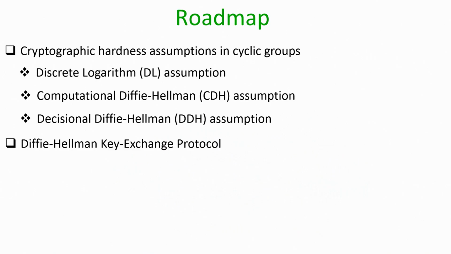Just to recall, in the last lecture we had seen the underlying ideas that are involved in the Diffie-Hellman key exchange protocol. However, we had not yet seen the exact steps of the Diffie-Hellman key exchange protocol. So, in this lecture we will introduce various cryptographic hardness assumptions in the context of cyclic groups, namely the discrete log assumption, computational Diffie-Hellman assumption and decisional Diffie-Hellman assumption. And then based on these assumptions we will see the exact steps of the Diffie-Hellman key exchange protocol.